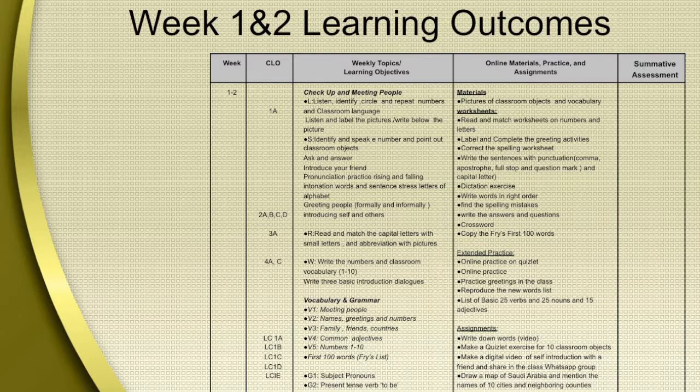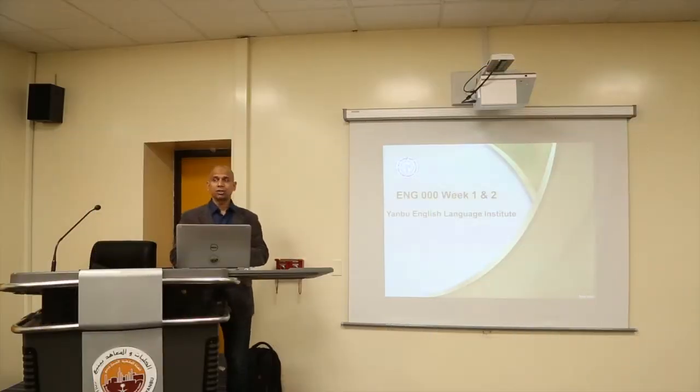In terms of vocab and grammar, which is in essence the base of your language, you need to have vocabulary regarding meeting people, names, greetings, and numbers, family, friends, and countries in terms of nationalities, common adjectives in terms of personality adjectives, and adjectives to describe a place. Then the numbers 1 to 10, and the first 100 words Fry list.